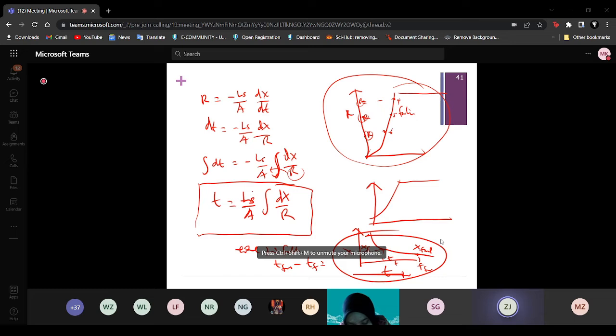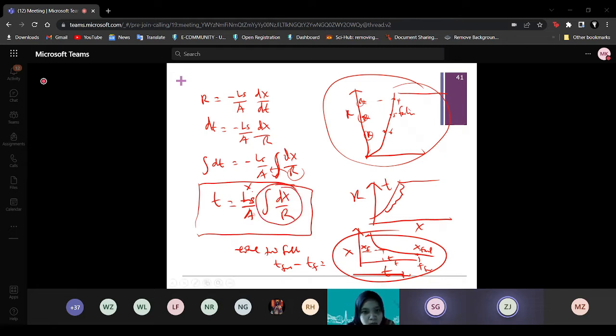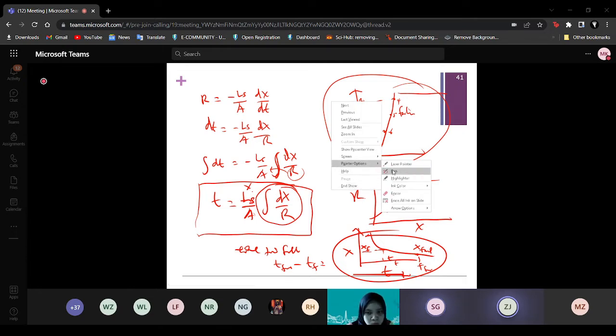This is very simple for x and t. But for R versus X, it is different. So this is the region that we want to find. To find the time here, you use this equation: Ls over A. Ls of course you know, A of course you know, but the problem is the integration, dx over R. This is the real problem normally.